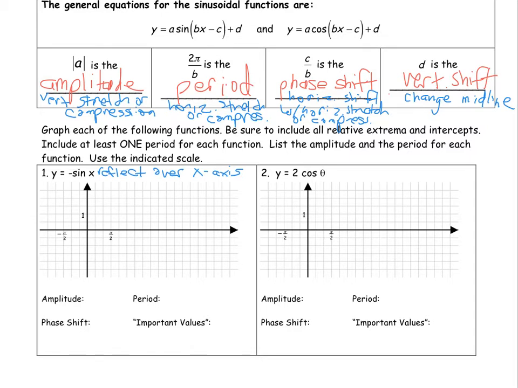Let's see, what do you want to do next? Probably fill out some of the bottom parts, right? Yeah, save the graph for last, because we need the bottom pieces in order to do our graph. Amplitude, what's the amplitude? 1, yay! Don't put that negative on there.